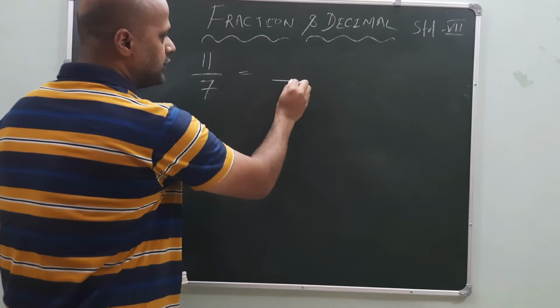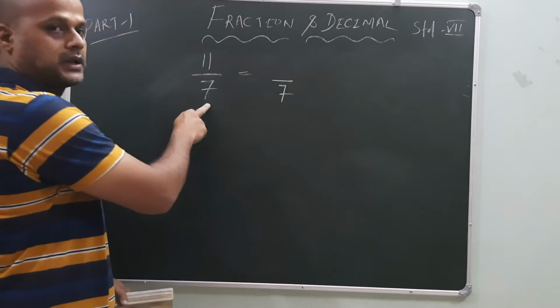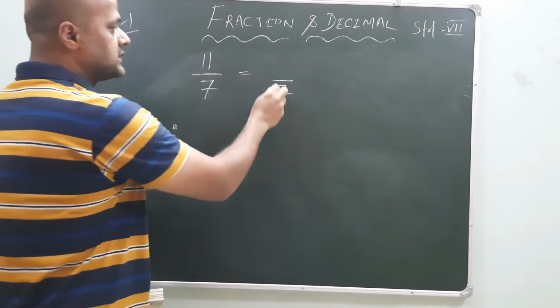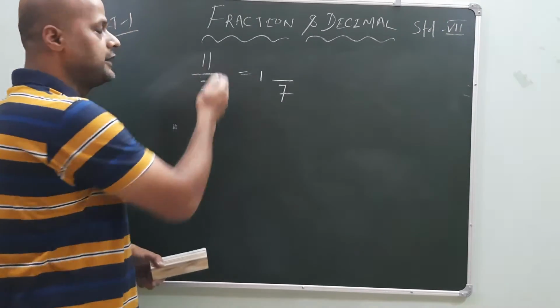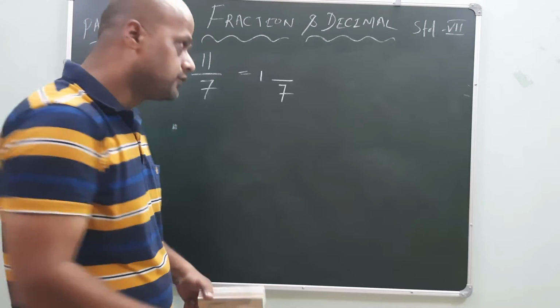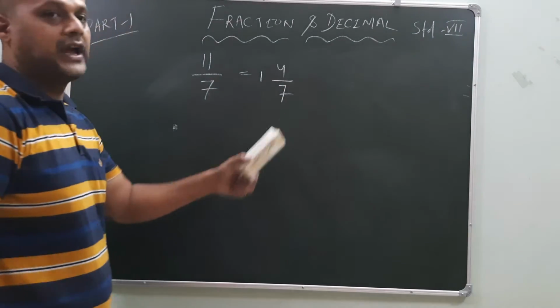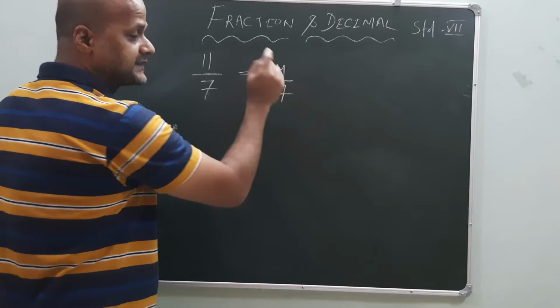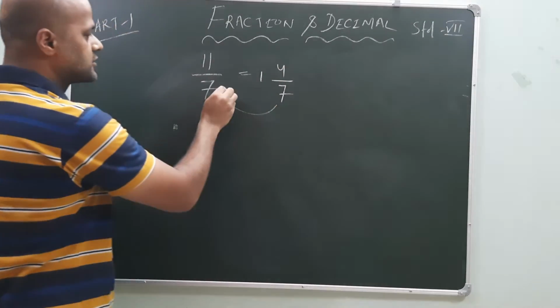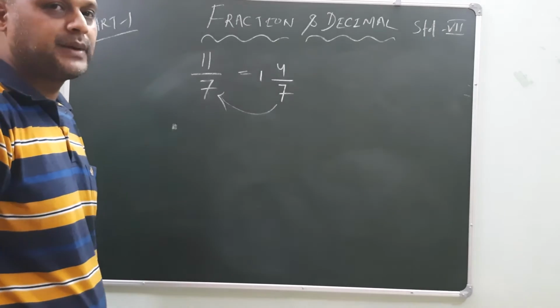See, I will put 7 here, the denominator. 7 ones are 7. Then how much is left from the 11? 4. So I will read it like this: 1 whole of 4 by 7 is the mixed fraction of the improper fraction 11 by 7.